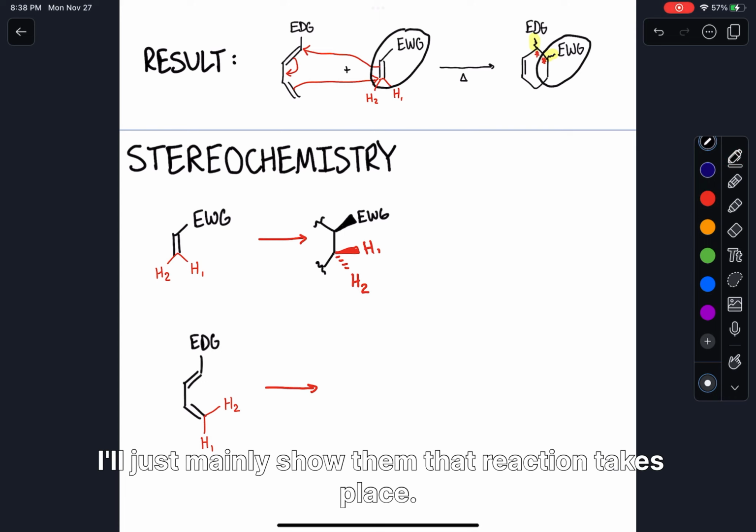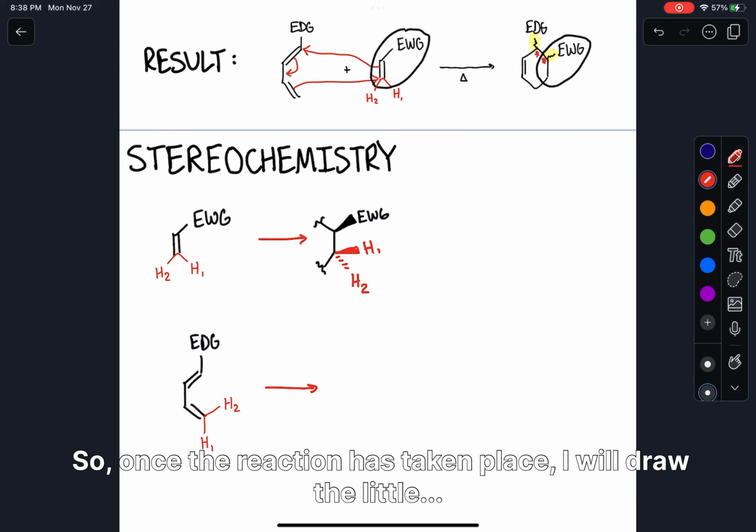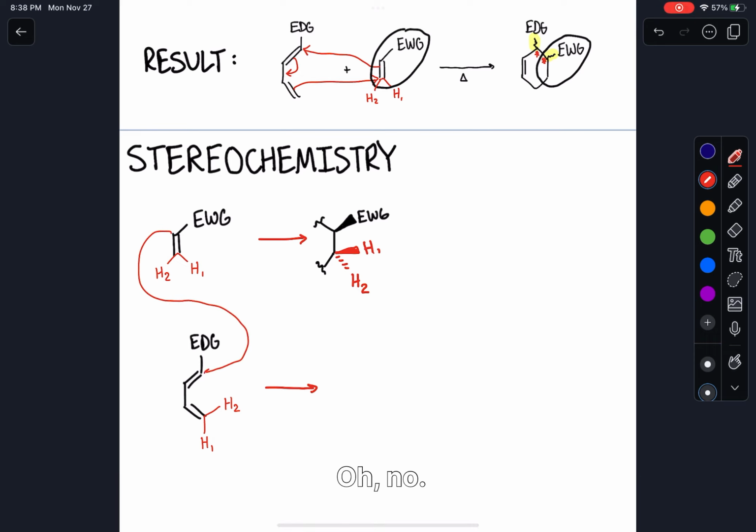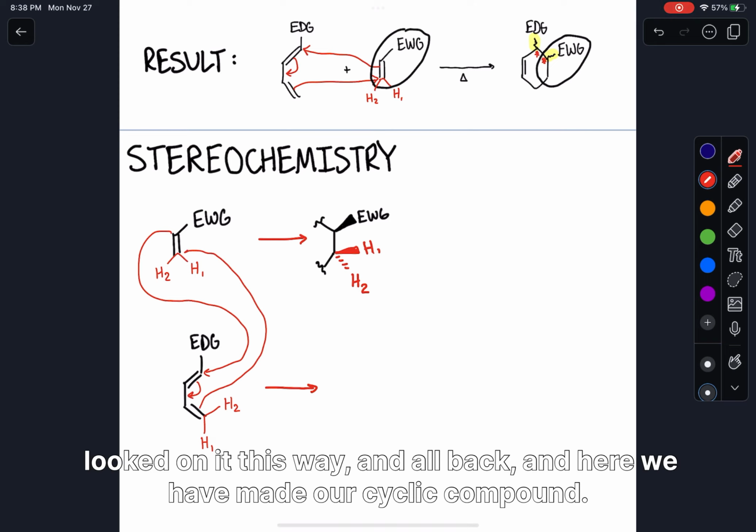So when this reaction takes place, and there will be heat associated with this, which is not pictured here but is assumed based on the diagram above, what happens is that our dienophile attacks the diene, one associated with the electron donating group, the electrons go this way, and all back. And here we have made our cyclic compound.